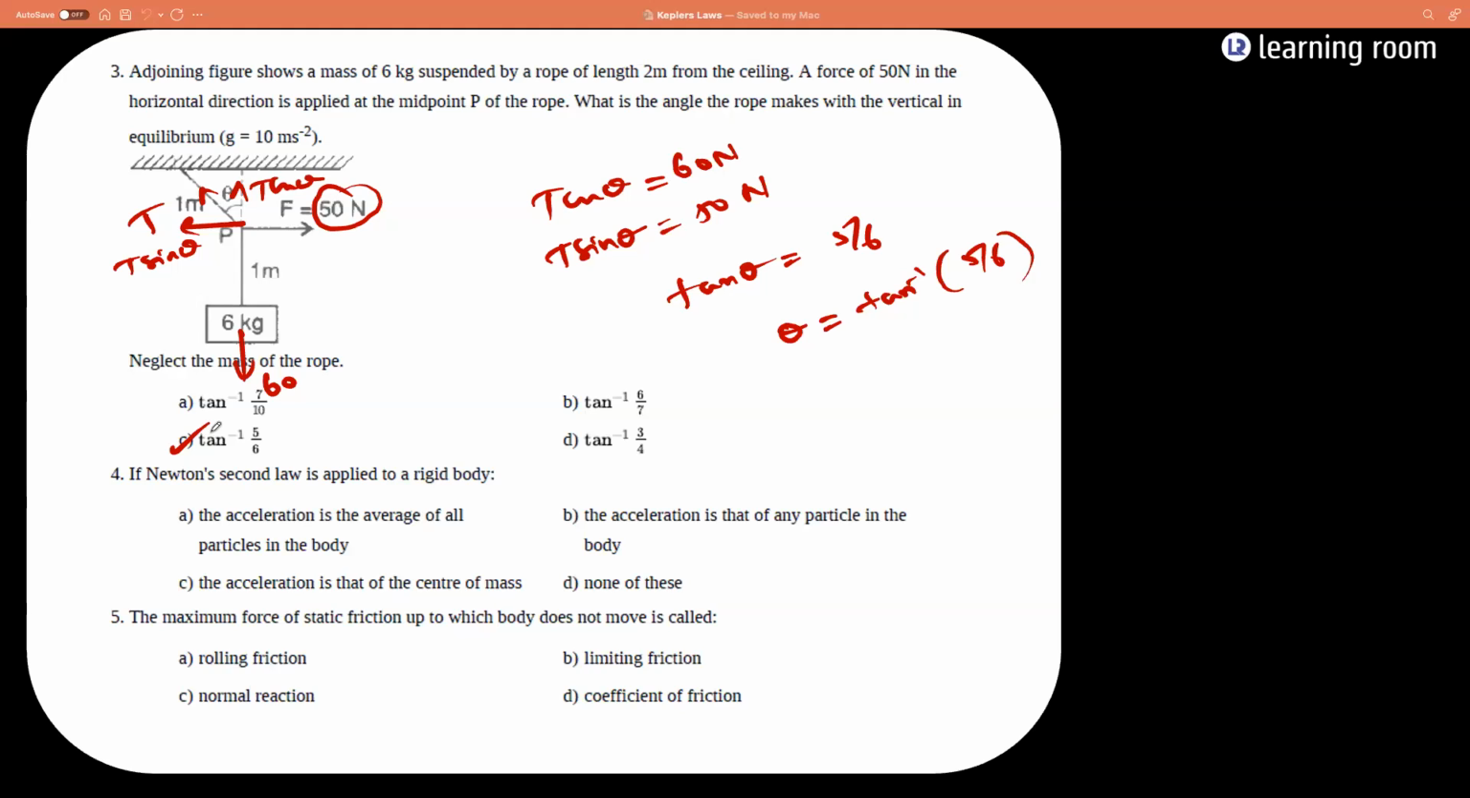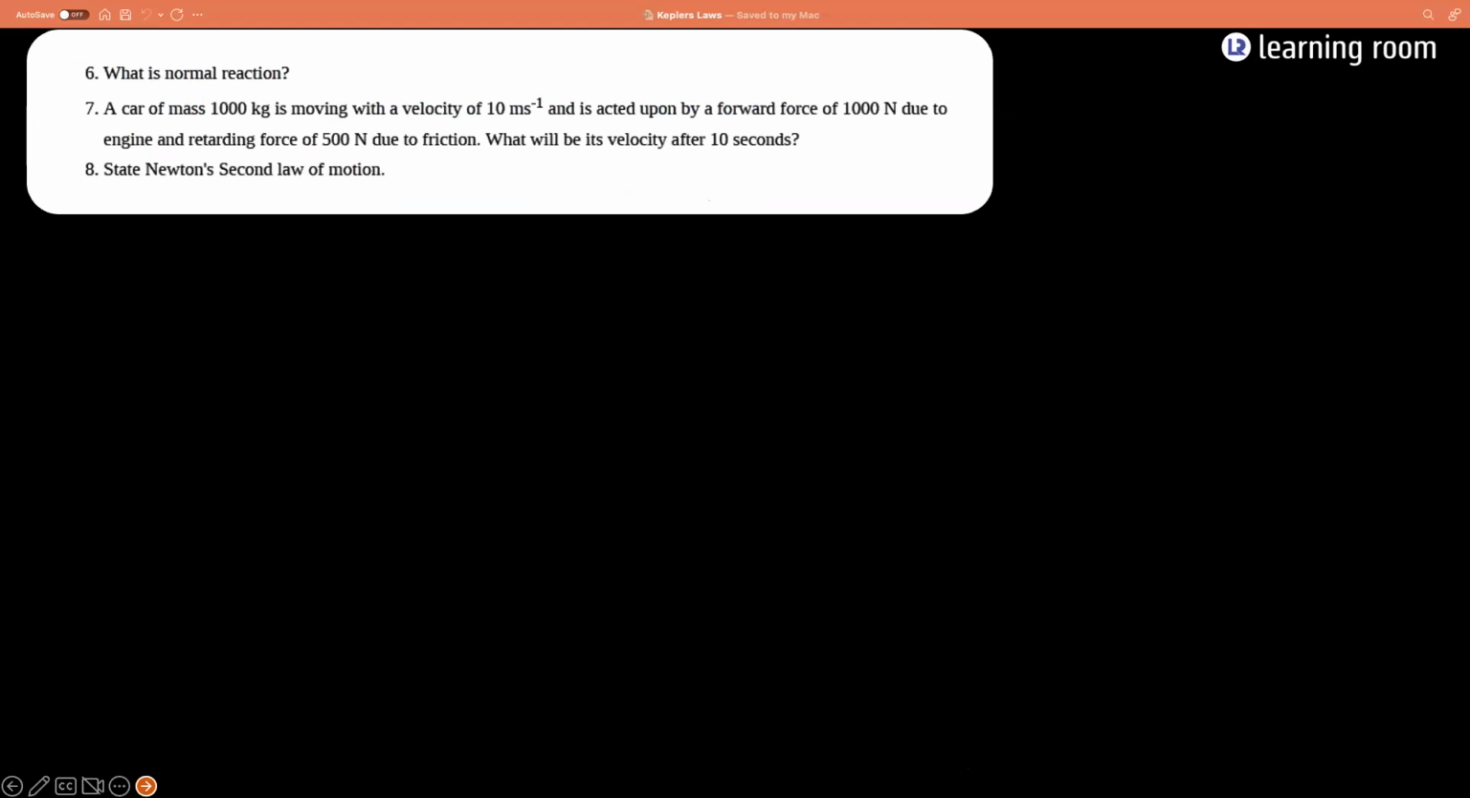Newton's second law is applied to a rigid body when acceleration of the center of mass. The maximum force of static friction up to which a body does not move is called as? It's called limiting friction. What is the normal reaction?